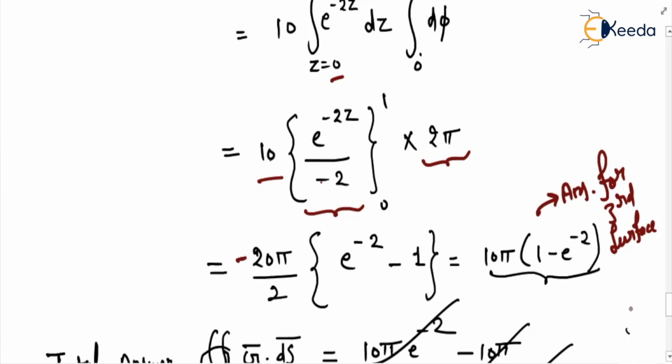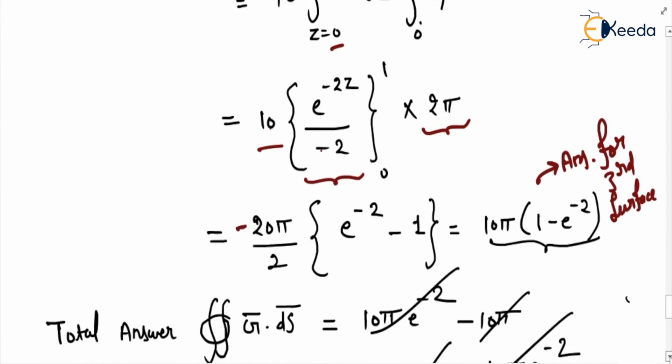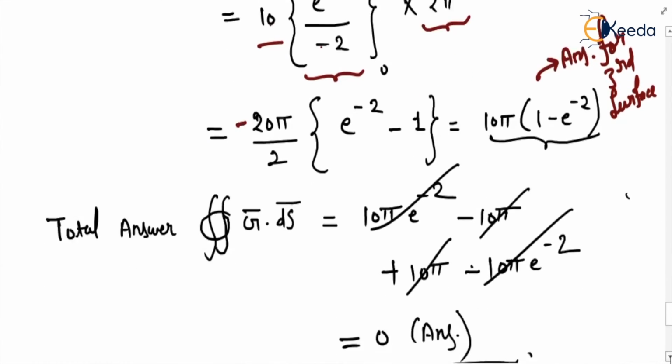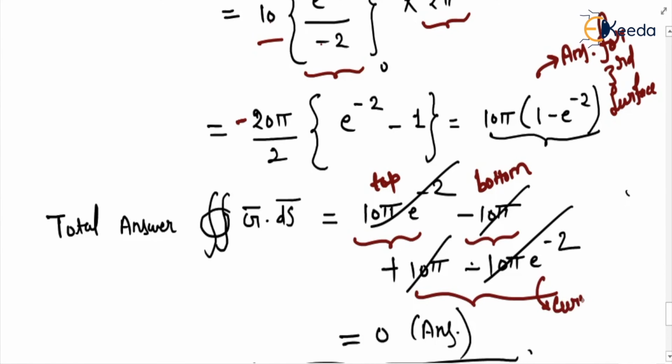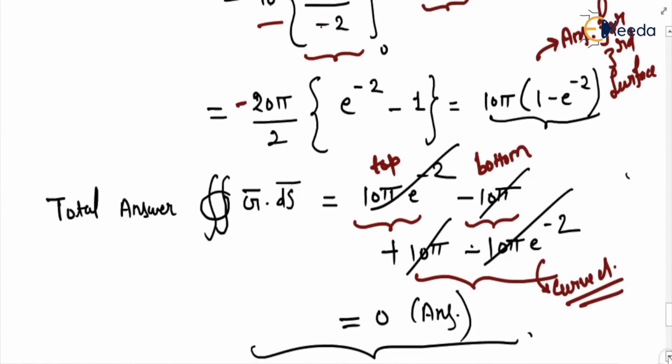This is the answer for the third surface, which is the curved surface. So we will add all these answers. The first answer, for the top surface, is 10 pi e to the power minus 2. The second is minus 10 pi, which is for the bottom surface. And this answer is for the curved surface. So when we add, all these terms cancel each other, and our answer is 0.